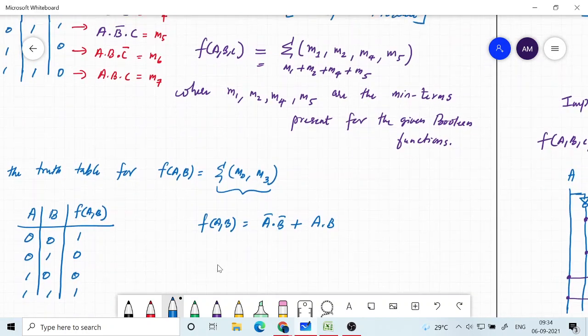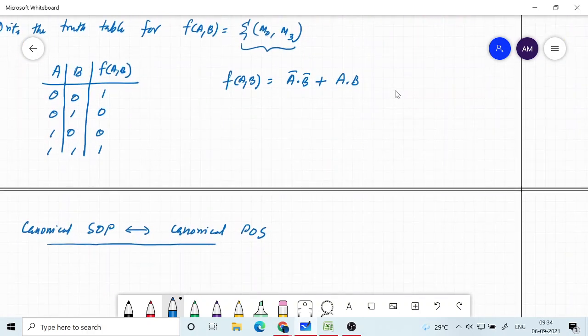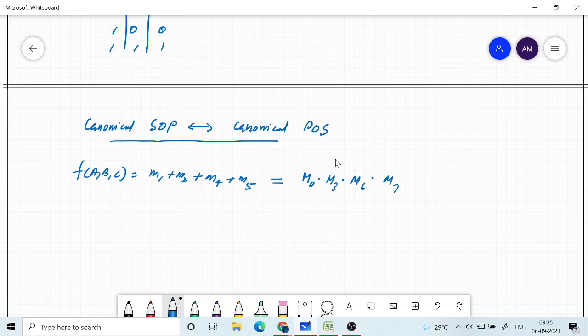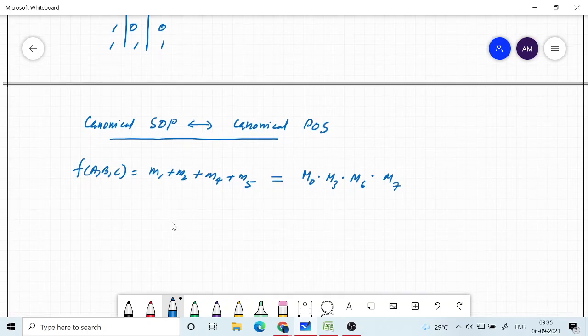For example, you are given something like this: f of abc is equal to m1 m2 m4 m5. Now how can we convert this into the POS form? And the POS form we got is M0, then M3, M6, M7. So how can we get this? So that is the consideration now.